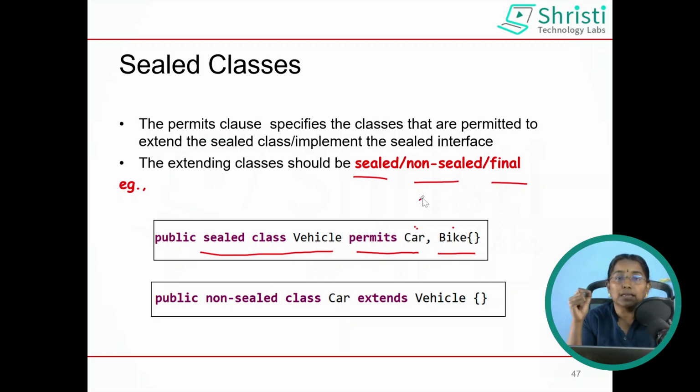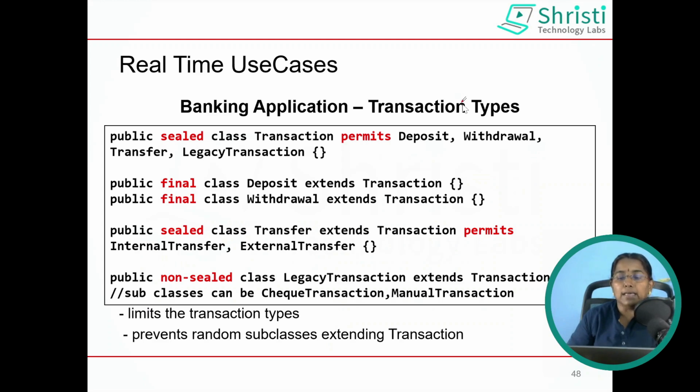Now let us see some real-time use cases. In a banking application, I want to create a transaction class. The moment I create transaction class, I can have any number of subclasses under it. I want to control it. So I am making this class as a sealed class. It permits only deposit, withdrawal, transfer and legacy transaction. These are the only 4 classes that can extend transaction. Now in this I have made deposit and withdrawal as final. It means no other class can extend deposit and withdrawal.